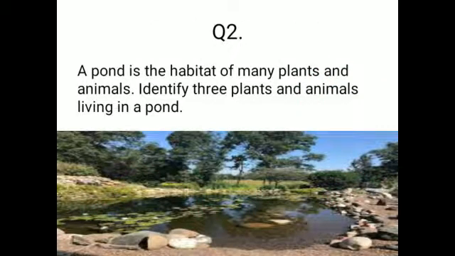Question number 2. A pond is a habitat of many plants and animals. Identify 3 plants and animals living in a pond. If you could observe a pond and its surroundings, you will come to know that among plants, water lilies can be found there, lotus and water hyacinths. And among animals, fish live in a pond, tadpoles, which means frogs also, and diving beetles.